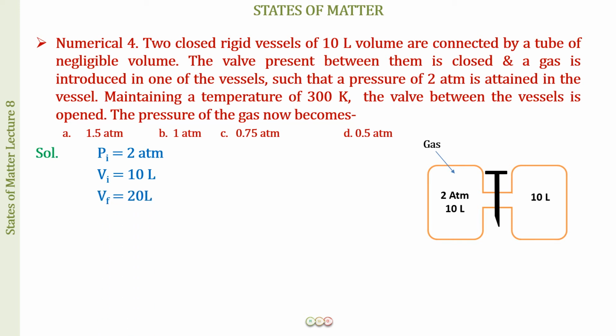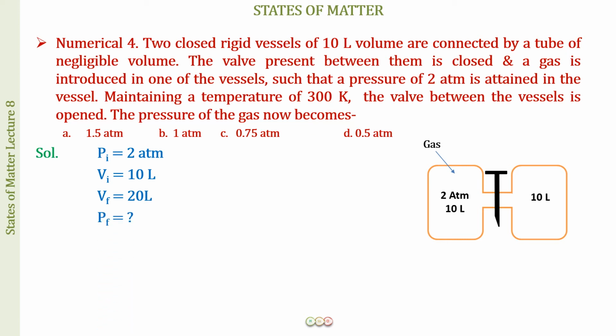The final volume after we open the valve, right? So first the valve was closed, now the valve has opened up. So when the valve opens up and this tube is of negligible volume, the final volume will be 20 liter, 10 plus 10, and now the whole gas is going to spread into this. Okay, so again the mass of the gas is same, right? The temperature is also constant, so you can now apply Boyle's law.